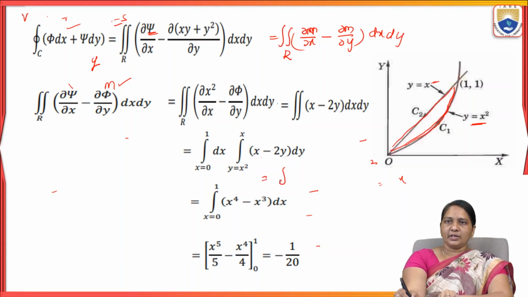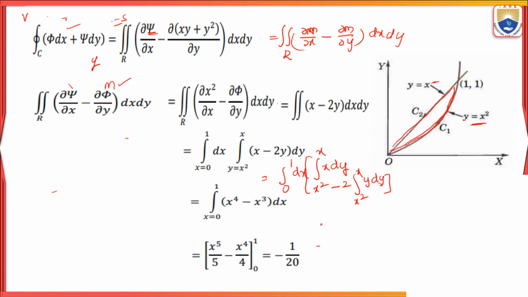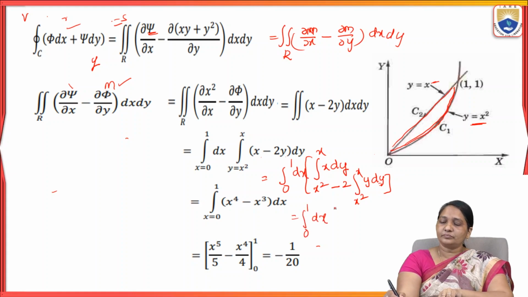Here individually, integral 0 to 1 dx, and here integral x square to x dy minus 2 integral x square to x y dy. Now we are doing integral 0 to 1 dx. In x is the constant, integral dy is y, minus here integral y is y square by 2, limits are x square to x.